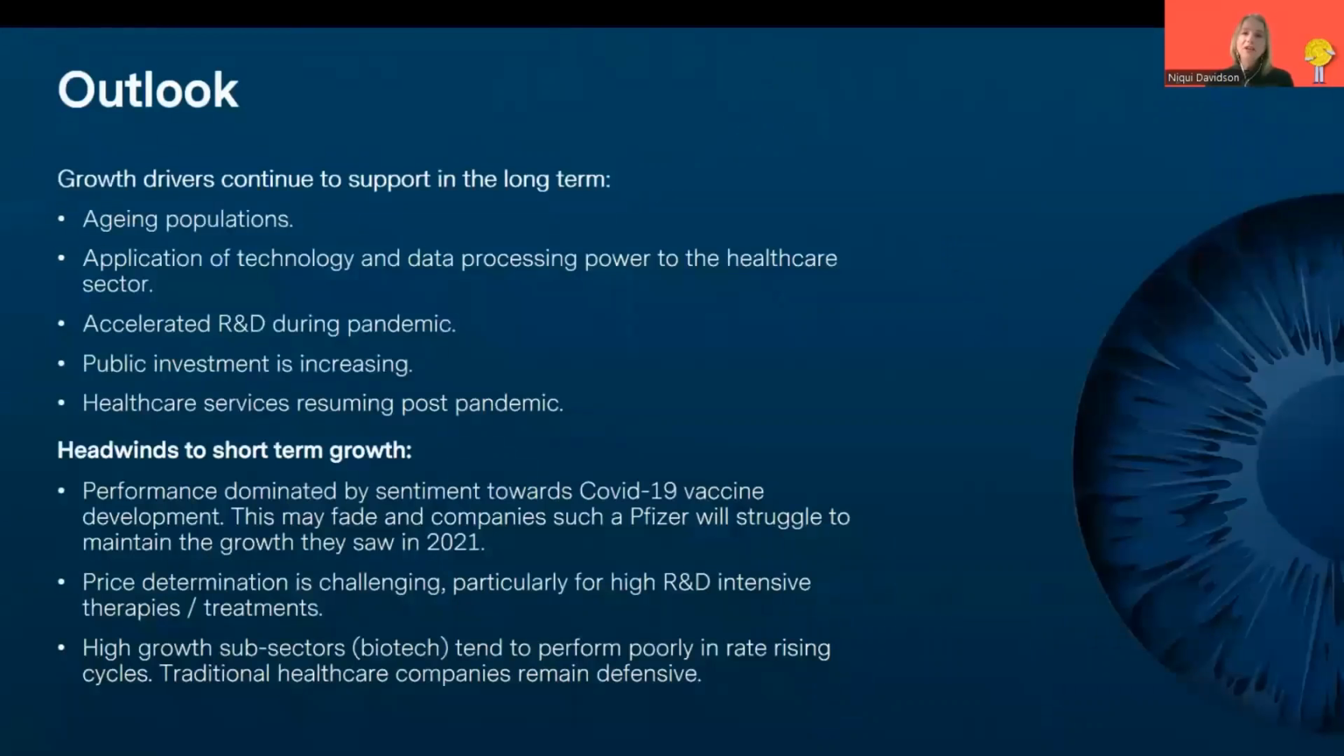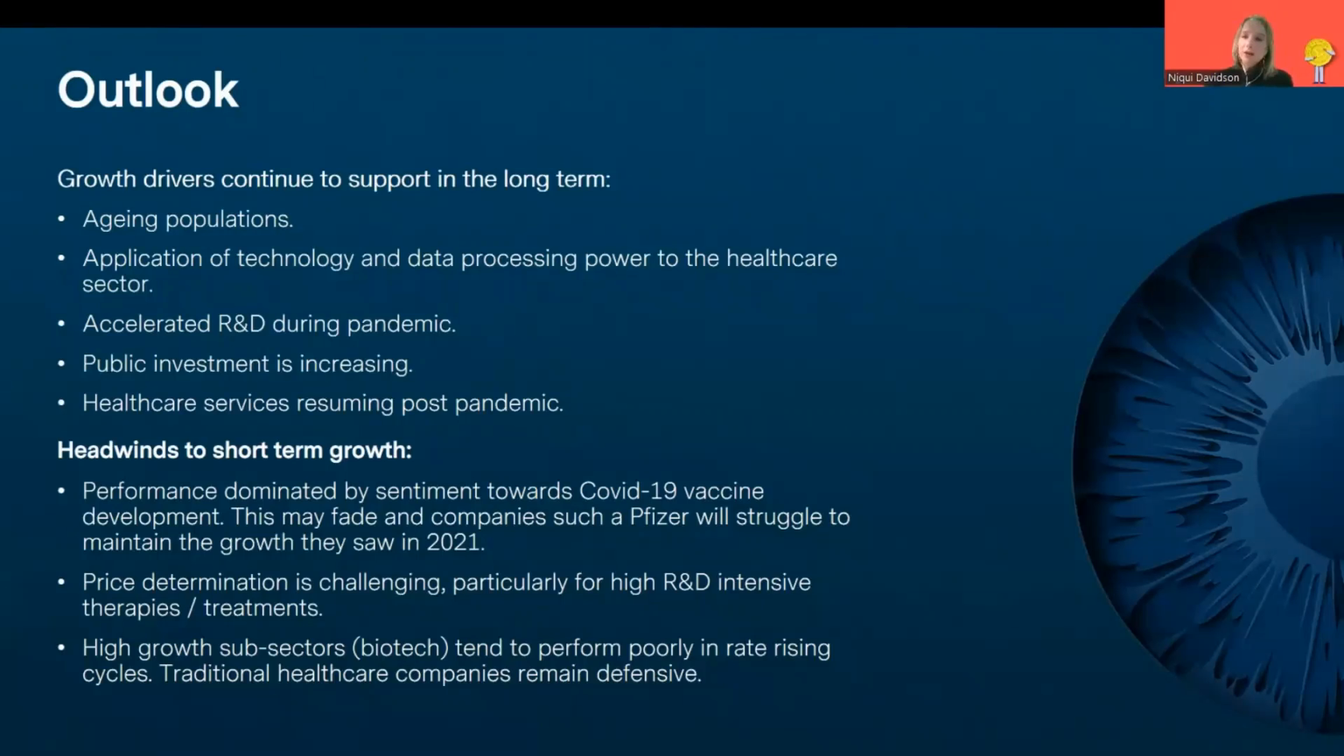Then lastly, just having a look at the outlook for the healthcare sector. We do believe that the growth drivers for healthcare continue to be in place, and we're really excited for the long-term prospects of the fund. An investor in an equity fund should have a long-term time horizon in mind. Investing in equities, you can expect some short-term volatility, but long-term, we do still believe that the growth drivers are there, and it's a really exciting place to be.